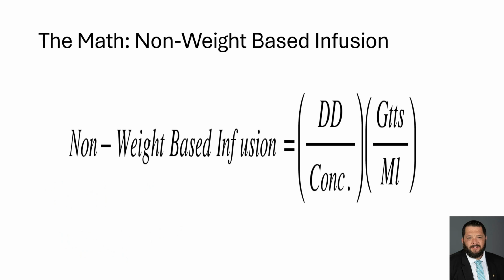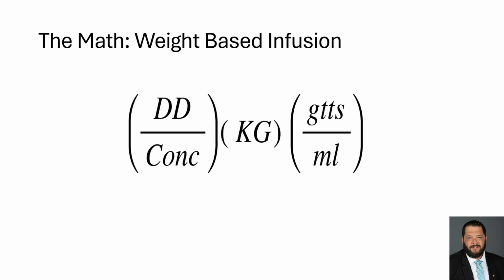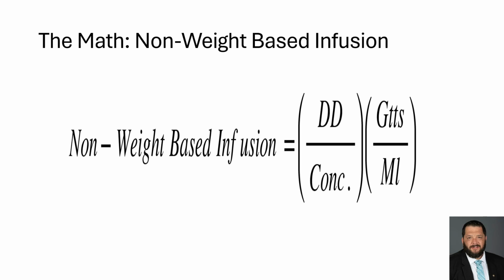The next type of problem you may see is a non-weight-based infusion. If you'll note back from our previous formula, the full formula here, we've taken out the kilograms portion from the center because this is a non-weight-based calculation. We're going to have desired dose over concentration times our drops per milliliter.